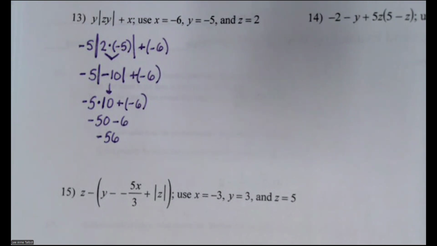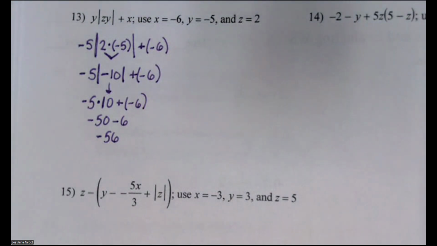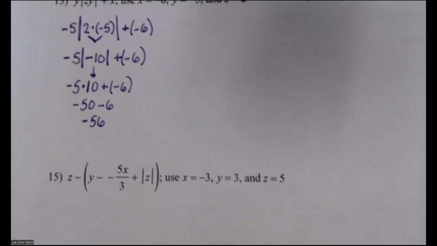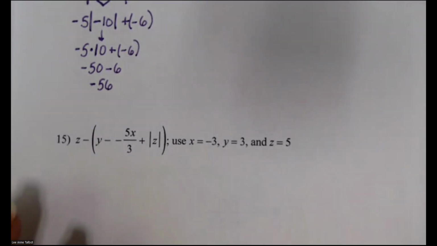Is anybody willing to say what they did? Yeah. Oh, so you got to think of it like negative 5x. And when that x is in parentheses, you multiply. I'm glad we went over that. Okay, now 15 looks spicy to me. I don't know about you, but it's got a fraction and everything.